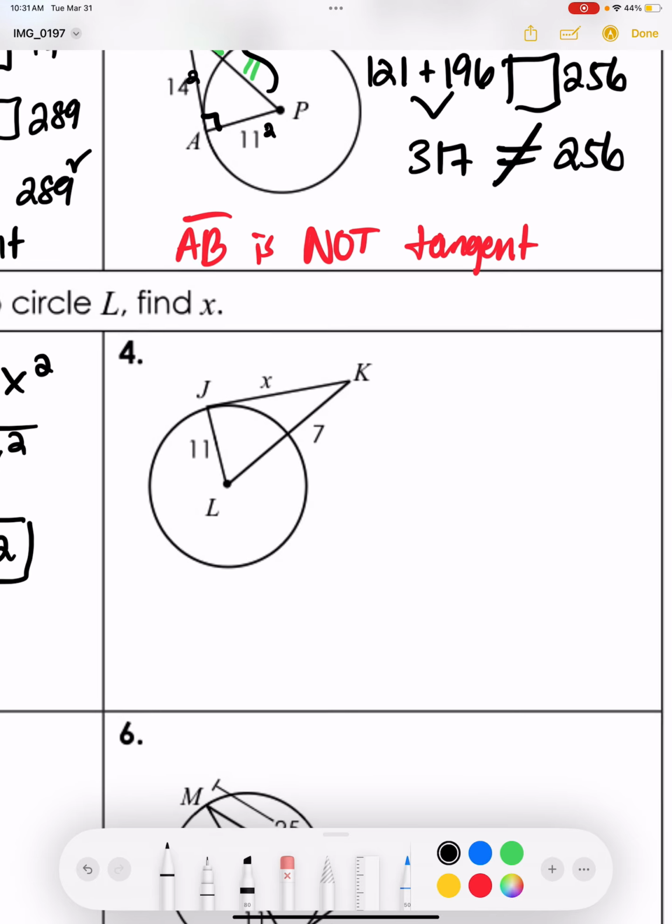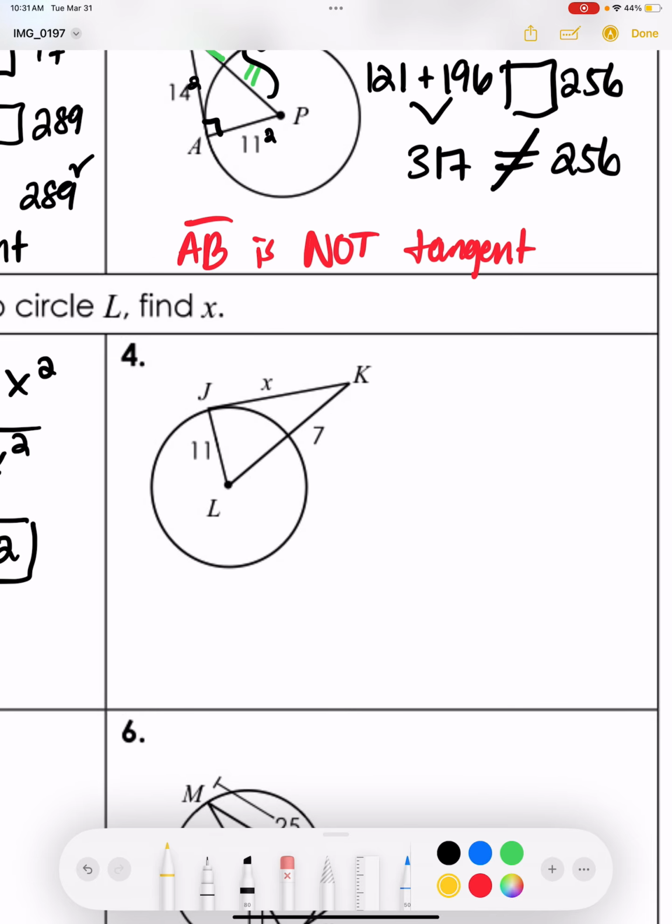Number 4, we should be adding where the 90-degree angle is. It would go right here. So we should be doing x squared plus 11 squared. That's what we should be adding.